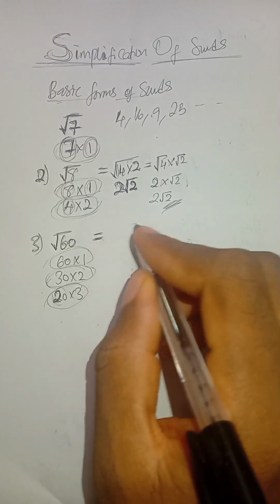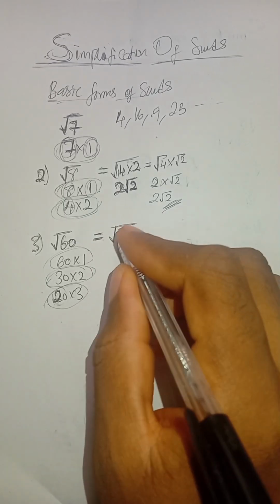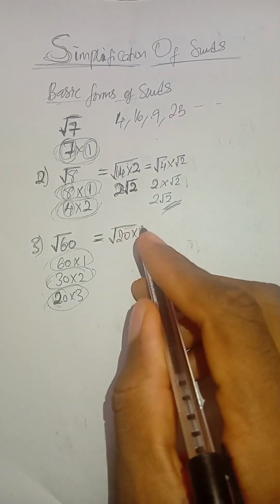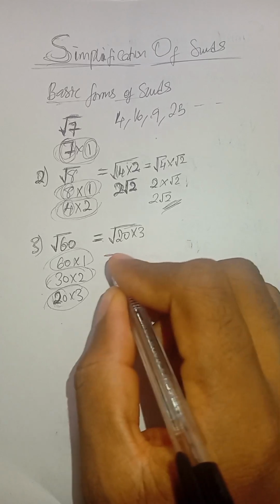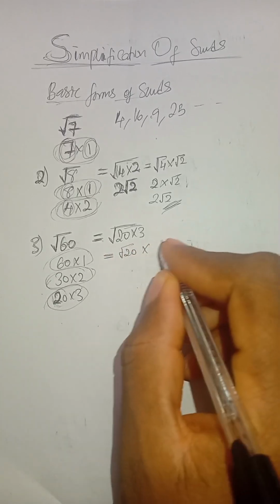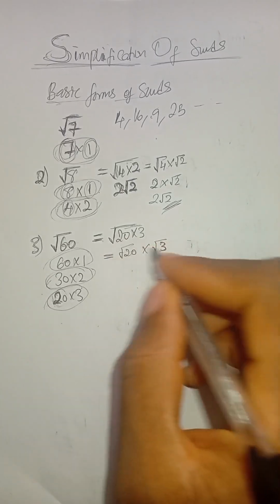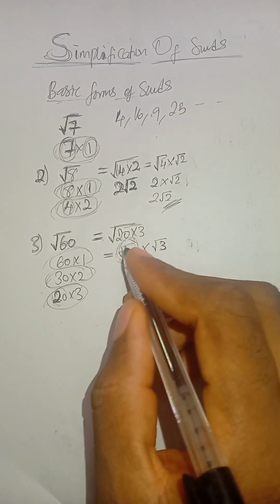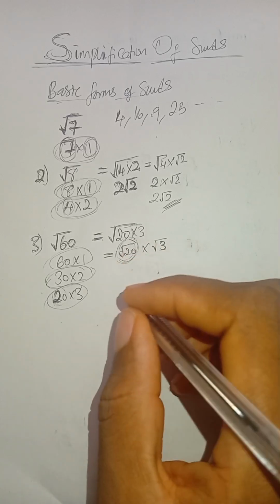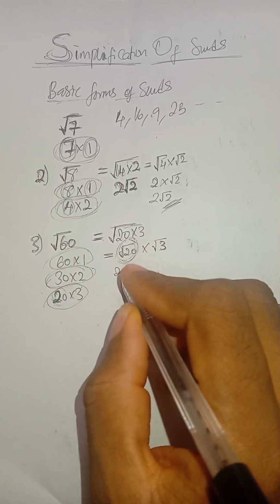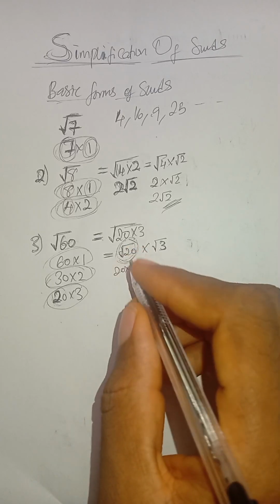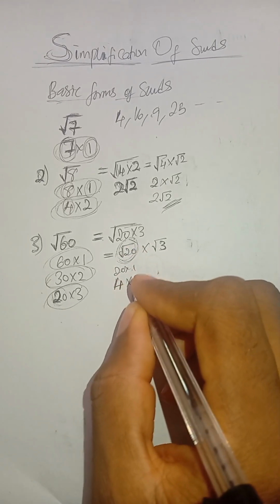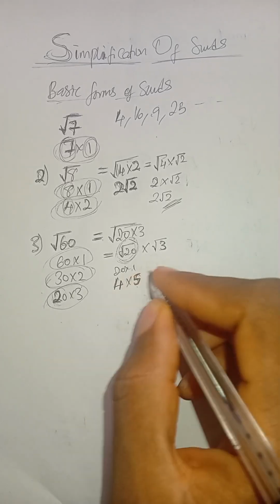So root 60 will be equal to the root of 20 times 3. So we separate this root. We have root 20 times root 3. This is equal to this. So let's focus on the first surd. So root 20, what are the pair factors of 20? We have 20 and 1. Is there a perfect square? I think, okay, 4 times 5 will give us 20. Yeah, 4 times 5 will give us 20.